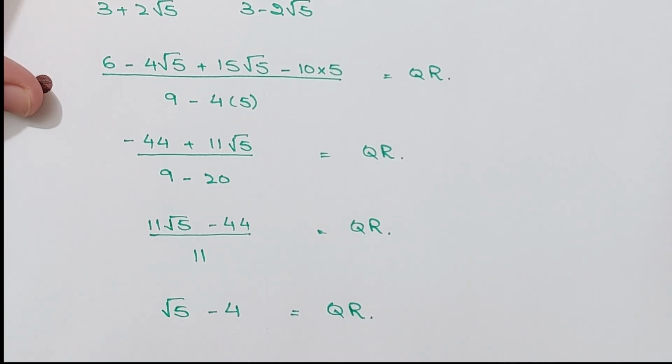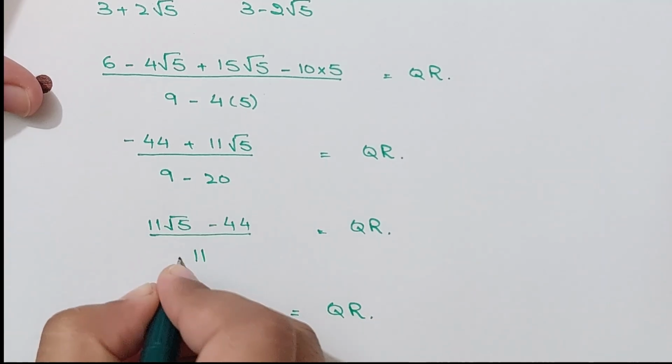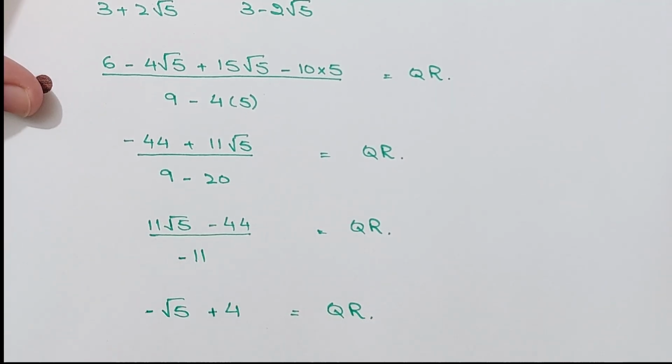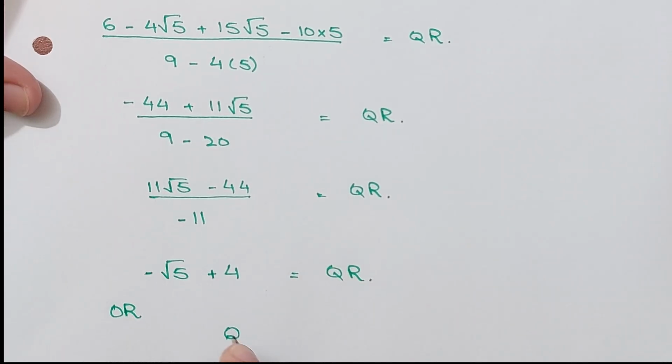So we can say, sorry, this is negative 11, so minus square root of 5 and plus 4, or we can say QR is equal to 4 plus negative square root of 5, in the form of C plus D square root of 5. C is 4 and D is negative 1. Both are integers.